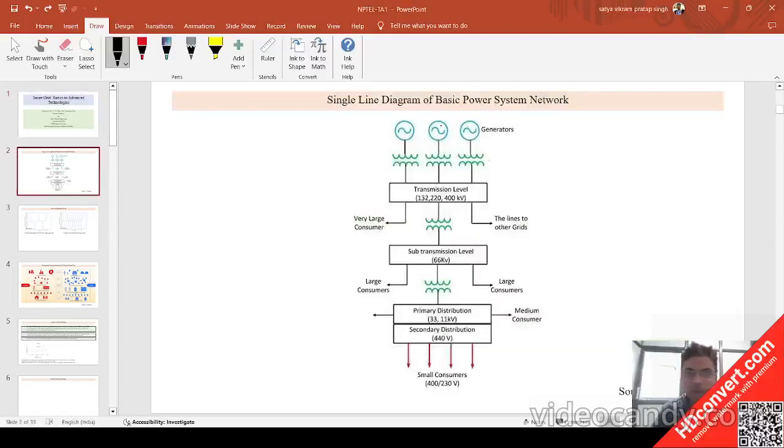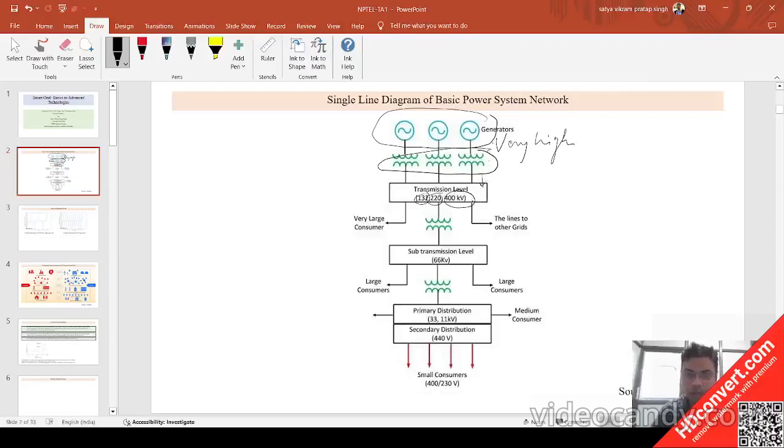Starting from the first slide, as you can see, this is the single line diagram of the basic power system network, as you all know if you have a background in electrical engineering or related fields. The initial point is the generation, that is the generators. The voltage being generated is at a very high level. For transmission, it is stepped up to a transmission level, that is up to 132, 220 and 400 kV.